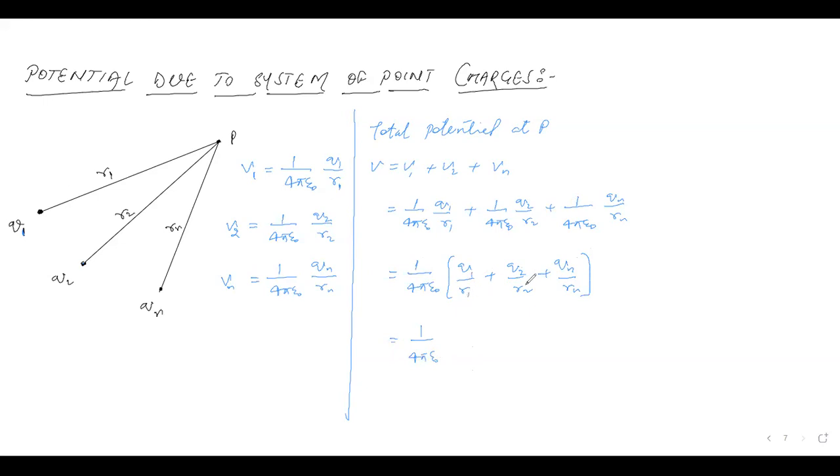Then you can also write 1 over 4 pi epsilon naught times Q1 over R1, Q2 over R2, and Qn over Rn. You can easily write it in terms of summation: summation of Qi over Ri, where i is taken from 1 to n. This is your total potential due to all of these individual charges at point P. And this equation is in algebraic form. Are you clear? Hamza? Yes, sir. Do you understand it?